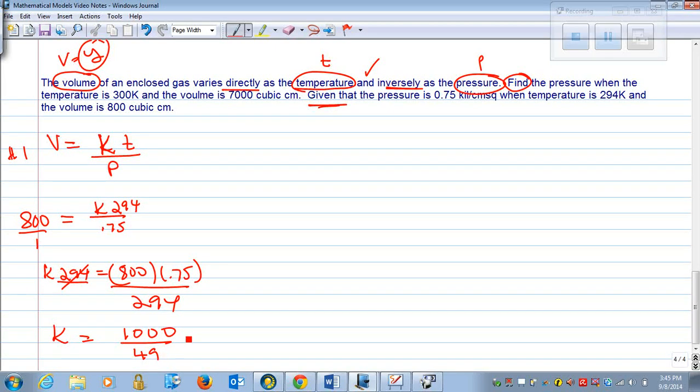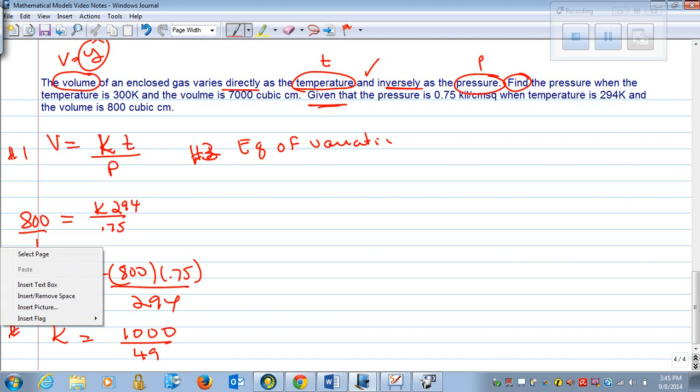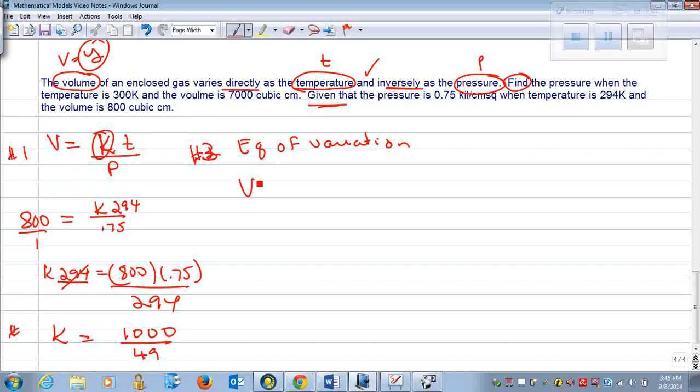Now I'm going to write my equation of variation, which is our step 3, because step 2 was finding our K. So we found our K. Now we're going to write the equation of variation. We're going to go back to this, but plug in for K. So we're going to say our volume is equal to, in parentheses, 1,000 over 49 times T all over P. That's the equation we want to use.